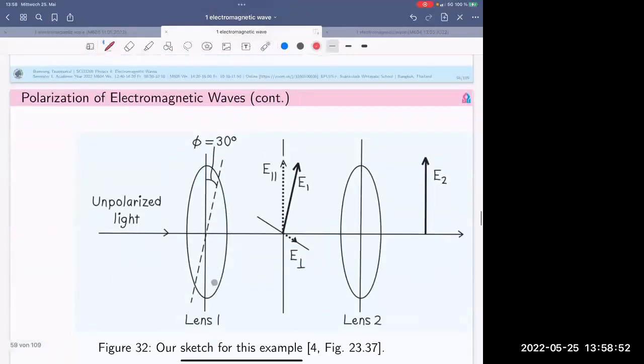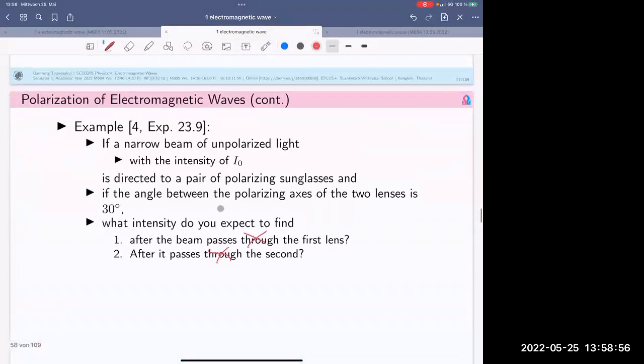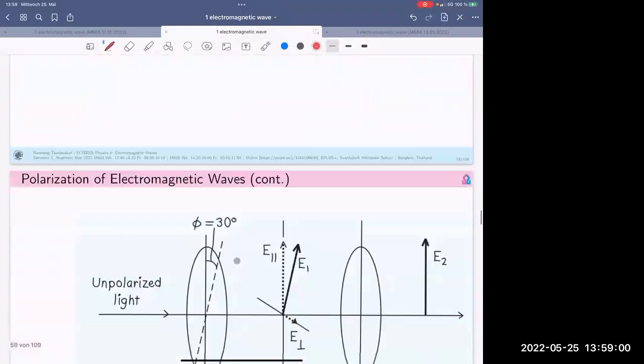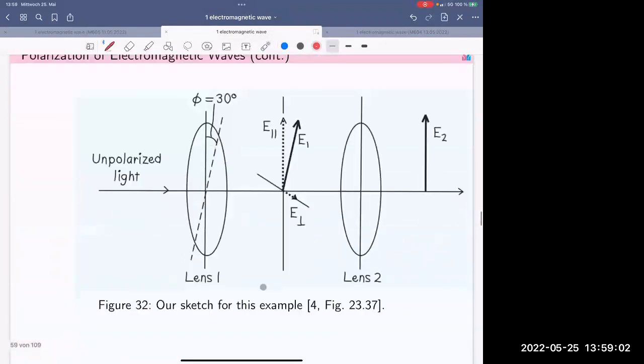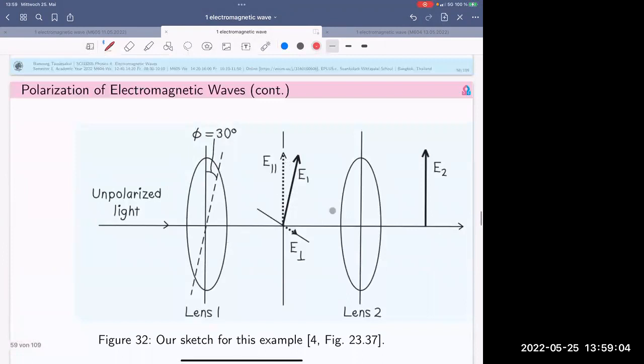So let's, if you don't understand completely what's going on from the text, you may take a look at the figure here. Okay, they have also provided the figure. First of all, you have unpolarized light. Okay, it has different orientation of the electric field, as you know before.